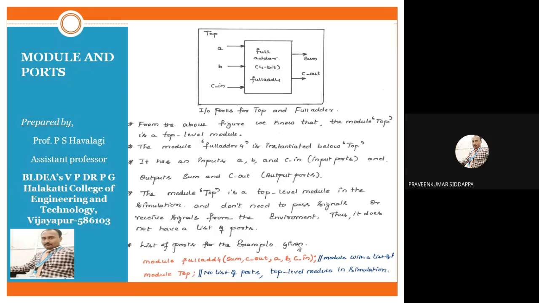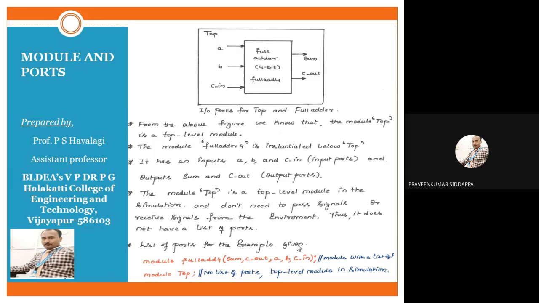We have written these as the list of ports within the brackets, whatever we have mentioned, that is the list of ports. Another one I have written is module top. Here module top has no list of ports, no ports within the brackets. Why? Because this block is the top-level module we are writing, so there is no list of ports for the top-level module.